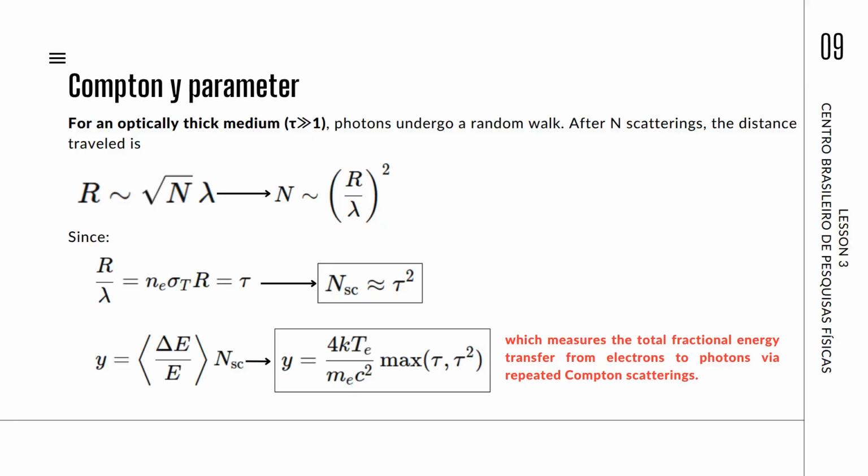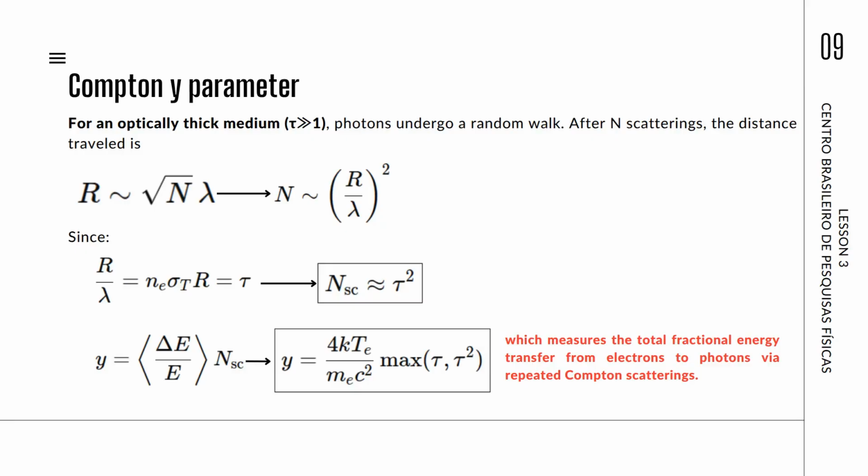But we have an expression for that, no? We saw it before. So this is tau. And then n, the number of scatterings, will be proportional to tau squared. Okay. So the epsilon parameter, finally, is the average fractional increase in energy times the average number of scatterings, which will be tau or tau squared, depending on which regime you are.